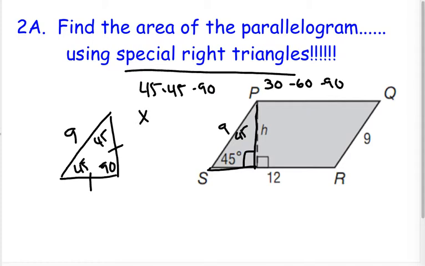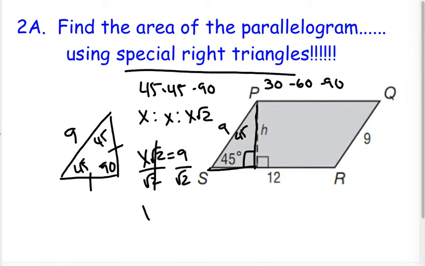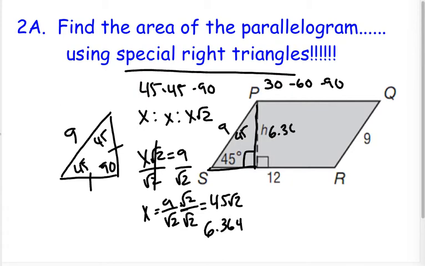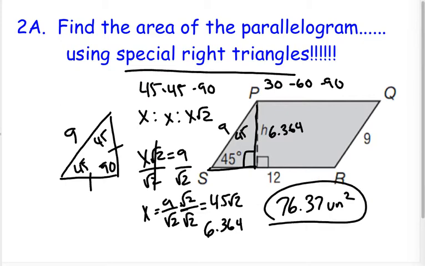But remember, 45, 45, 90 goes x, x, x square root of 2. So x square root of 2 is equal to 9. A little bit of solving here: 9 over square root of 2, but you can't leave it like that. So multiply the top and bottom by square root of 2, and you get 4.5 square root of 2. As a decimal, that is going to be 6.364. If you want to use 6.364, I guess that's fine. So the area is going to be 12 times that. My area of this thing is going to be 76.37 units squared.